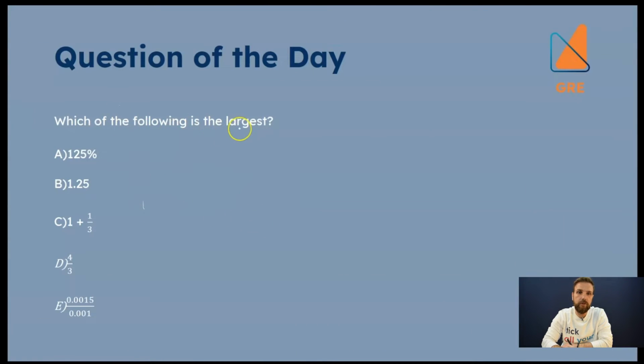Let's check this question out. It says, which of the following is the largest? Now, there are different ways you can solve this question, but what I'm going to do here is convert all of the answer choices to decimals, because that would be easier for me. So converting this percentage to a decimal, that would be 125 over 100, which gives us 1.25. B is already a decimal, which is 1.25. So I immediately know that these two cannot be the correct answer because they are equal to one another.